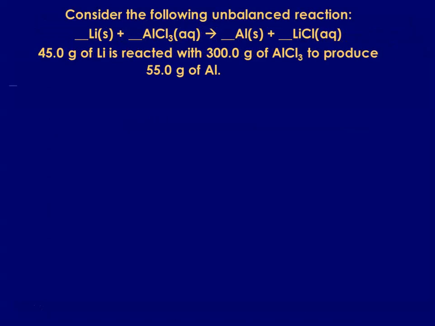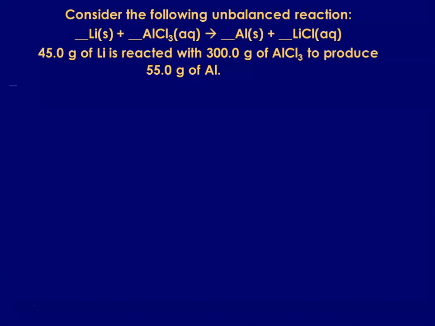So here's an example for you all to try. You do need to make sure you balance the equation. We have 45 grams of lithium. It's reacted with 300 grams of AlCl3, and it made 55 grams of aluminum. So that 55 grams is what was made in the experiment. So that's your actual yield.